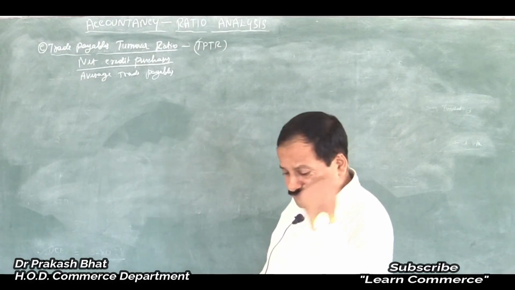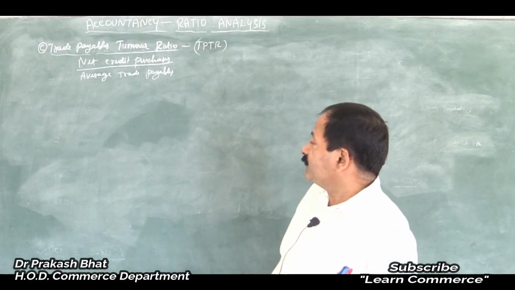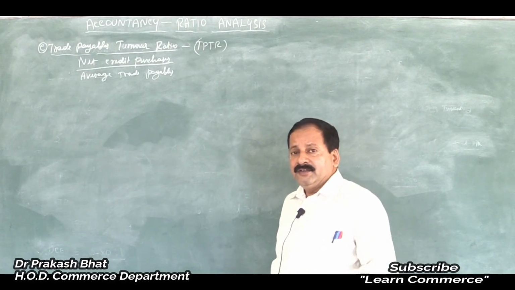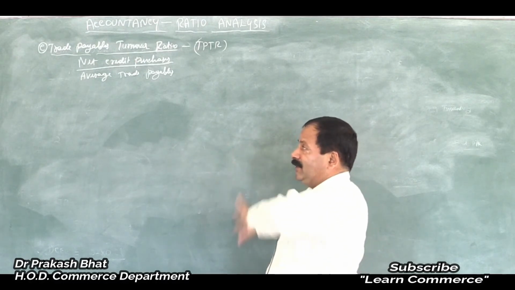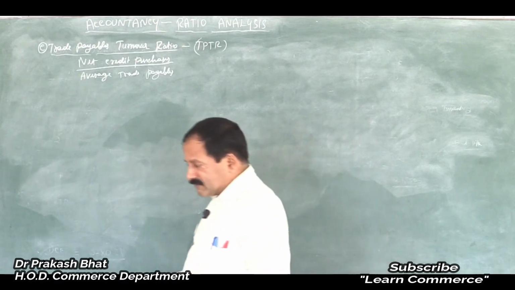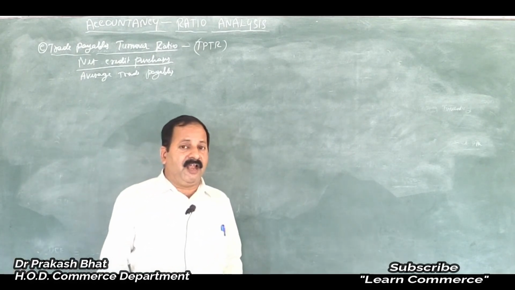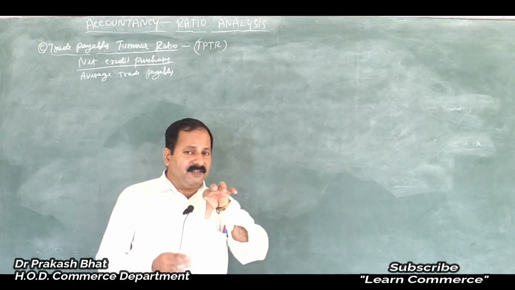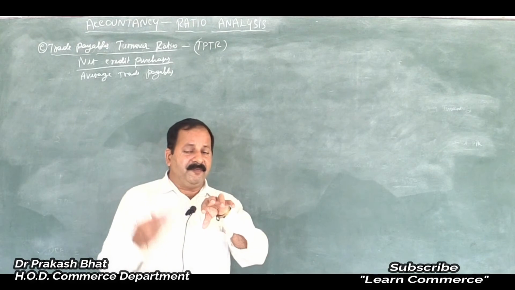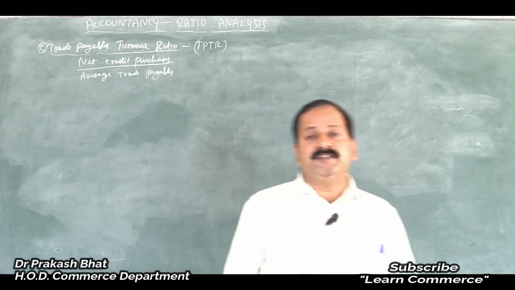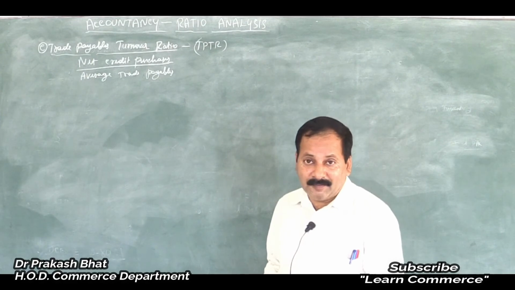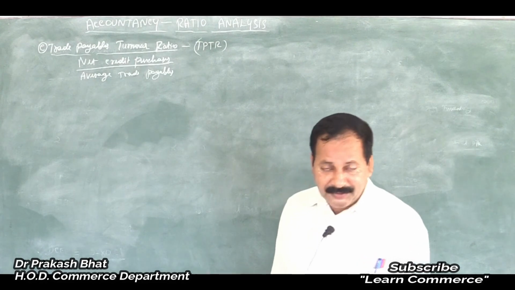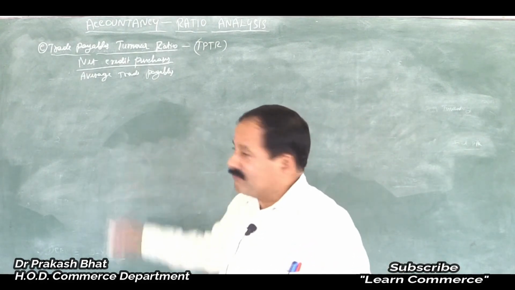Then average trade payables, you have to take both, that is creditors and bills payable, add it together. If opening and closing are not given, add it together and treat that itself as the average trade payables. If opening and closing both are given separately, then add opening creditors and bills payable plus closing creditors and bills payable, and divide it by 2. Whatever amount you get is the average trade payables. Remember friends, in this problem such confusion is not there. So straight away add together and take itself as the average trade payables.